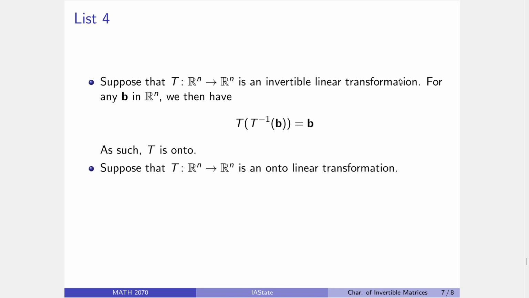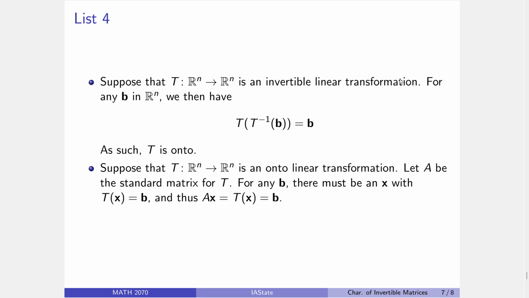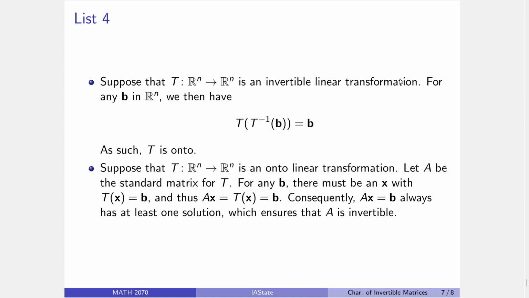Suppose you have an onto linear transformation, and let A be the standard matrix. That means for any b, I can find an x so that T of x is equal to b. So Ax equals b always has a solution, meaning that A is invertible. And as we've already seen, if your standard matrix is invertible, then your transformation is invertible, so once again we close the loop. Pretty exciting.